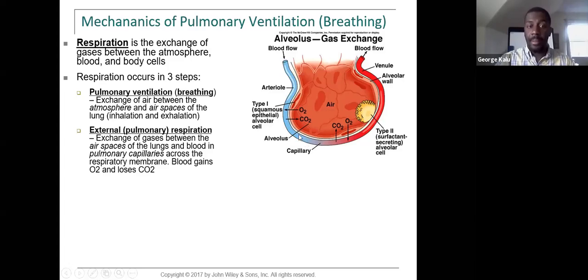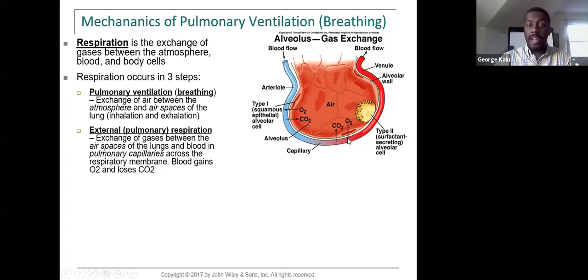And so external respiration is where we exchange gases between the alveoli and the pulmonary capillaries. During external respiration, we're moving carbon dioxide from the pulmonary capillaries into the alveoli, and moving oxygen from the alveoli into the pulmonary capillaries. So blood is going to be gaining oxygen and losing carbon dioxide.